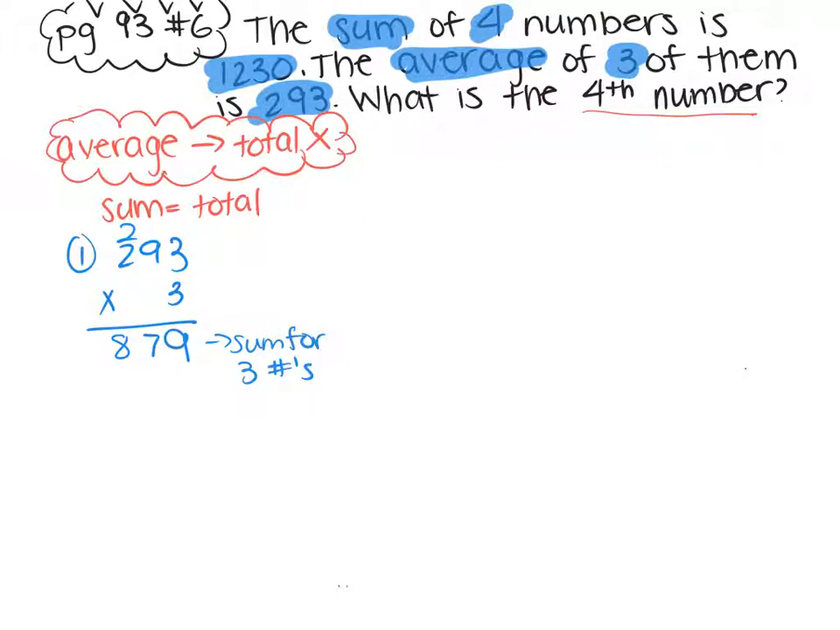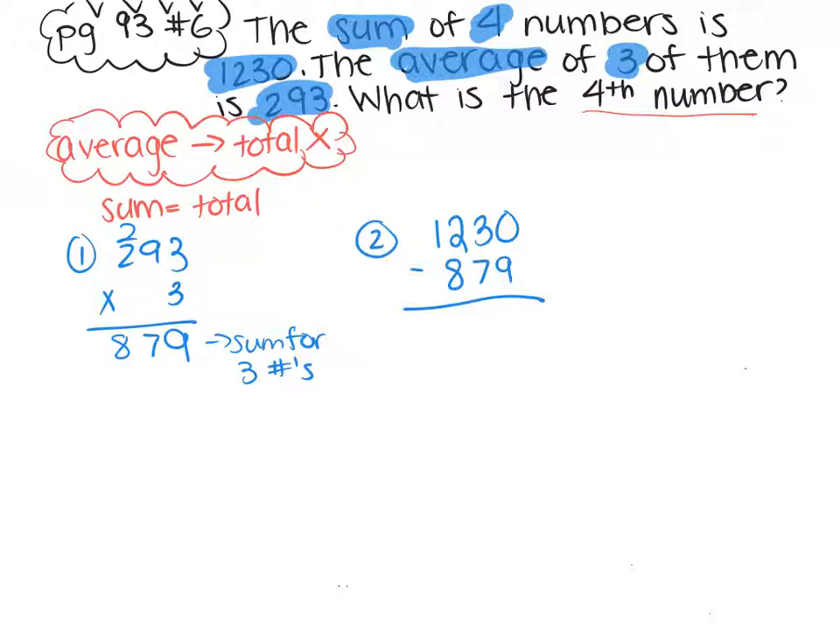So since I know that the total for the 4 numbers is 1,230, and I know that the sum for the 3 numbers is 879, all I have to do now is take the sum of the 4 numbers and subtract it from the sum of the 3 numbers, and then it's going to give me my very last number.